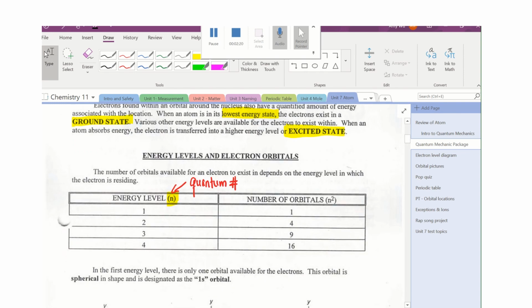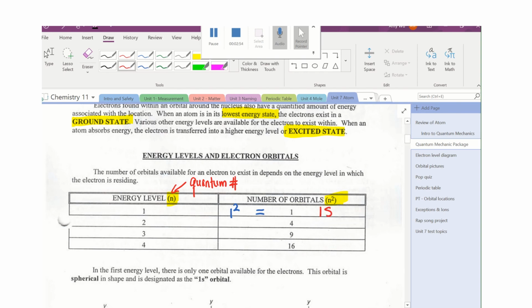Based on this energy level, we can also calculate how many different types of orbitals there are. The equation is very simple: it's n squared. For the first energy level, first shell, if you plug in n equals 1, 1 squared is equal to 1. So at energy level number 1, there is only one type of orbital, and the orbital is s.